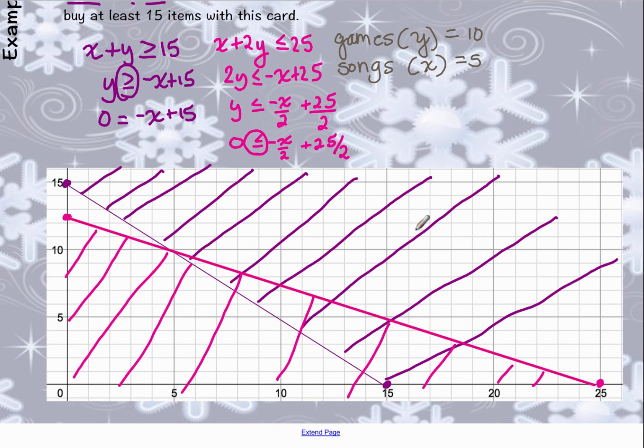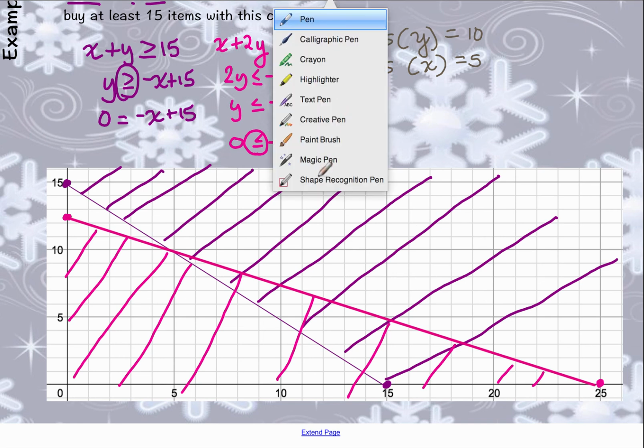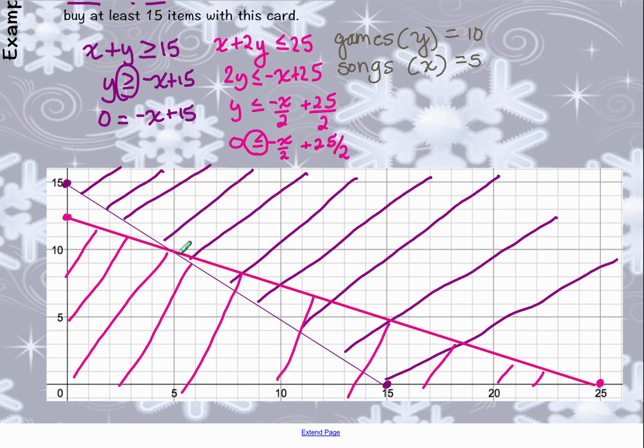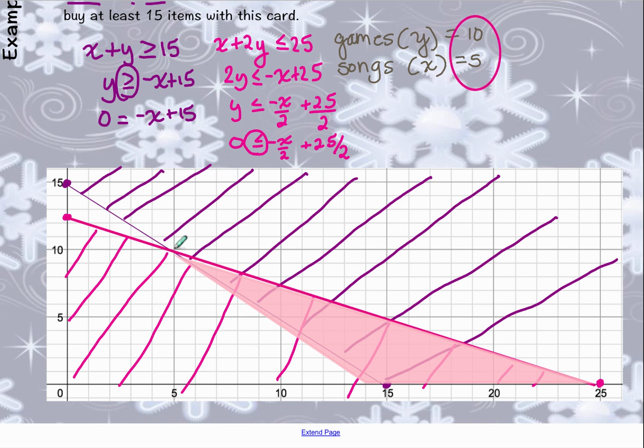All right, so now where do the areas cross? Well, if I take my little shape recognition pen in here, and this is where the pink and purple areas are crossing over each other. Now see this 10 and 5? Well, look right here where they cross, at 10 and 5. So remember, that's just one of the boundaries. As long as he picks any combination in this pink area, he's going to stay within his limit.